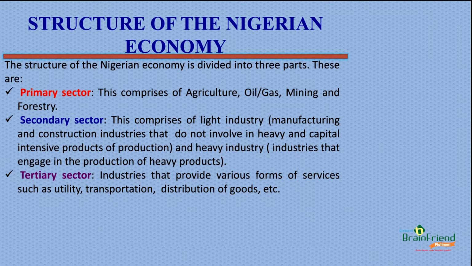The Nigerian economy is divided into three parts. We have the primary sector, which comprises agriculture, oil and gas, mining, and forestry. We also have the secondary sector, which comprises light industries such as the manufacturing and construction industries. We also have the heavy industries. Then lastly, we have the tertiary sector. This sector engages in the provision of services such as utility, transportation, and distribution of goods. So let's break them down.